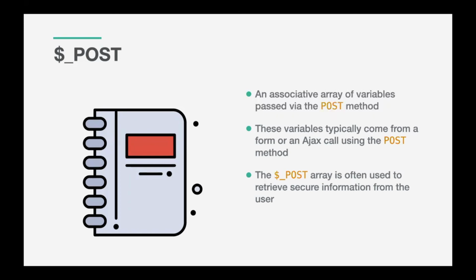Now, when we use the $_POST array or anything using the post method, this is generally to retrieve secure information. So if you're just doing a search on a website, those are typically done using get. We're not really worried about what you're searching for. But if you're filling out a form with some private information, that is most definitely being sent over post. We don't want to send that information over get.